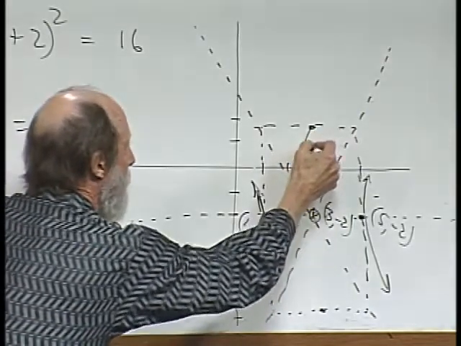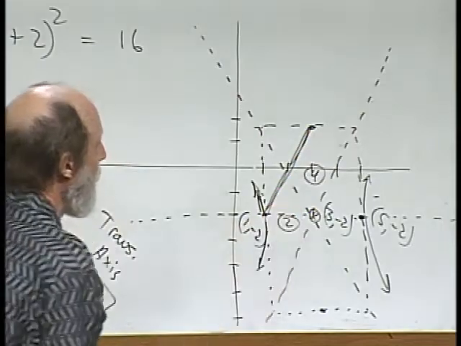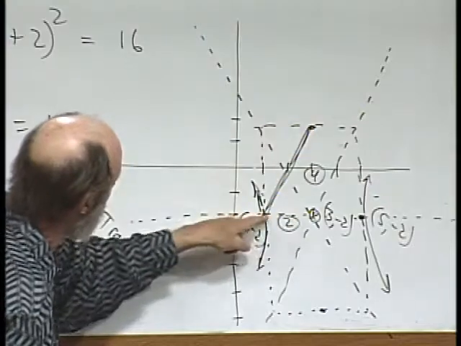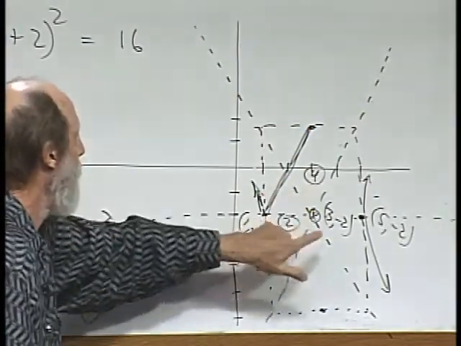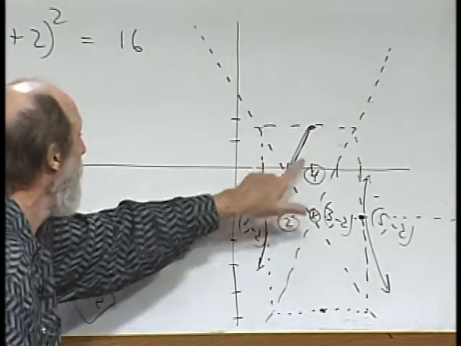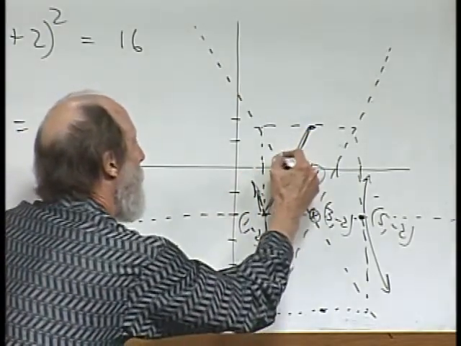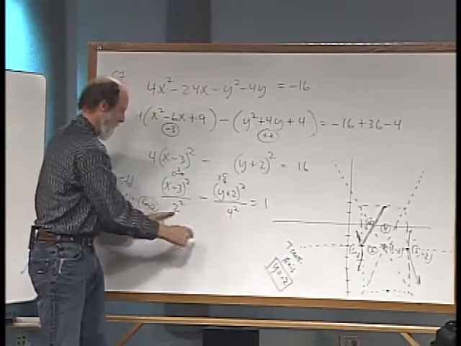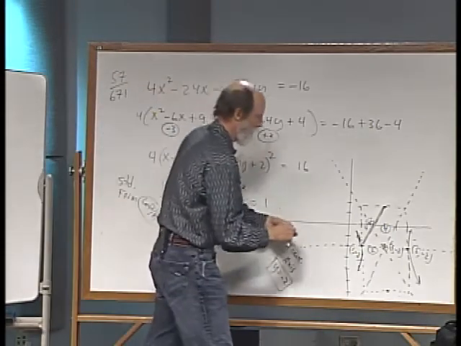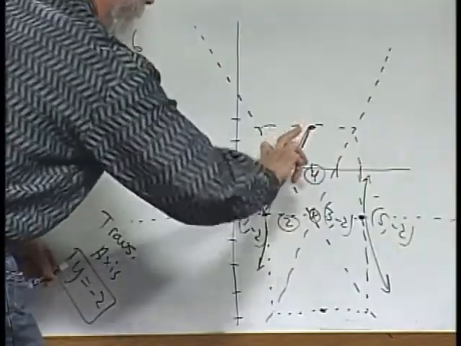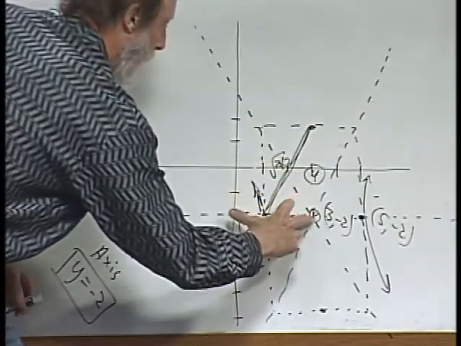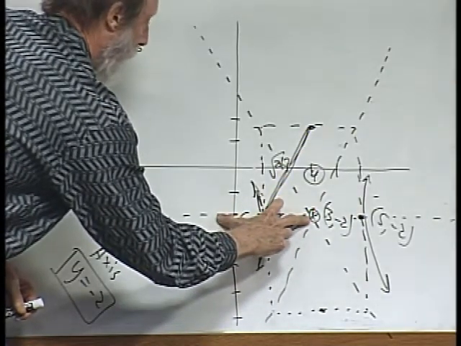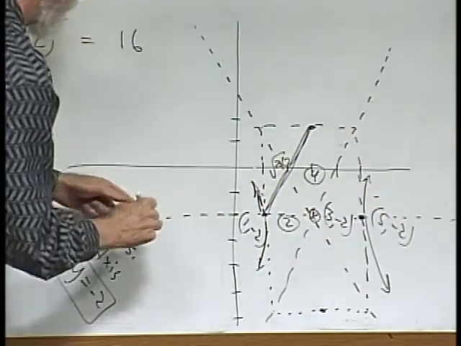Now, that diagonal right there happens to have a length given by the Pythagorean relationship. 2 squared plus 4 squared is 4 plus 16, which is 20. So that distance is the square root of 20. Square root of 20 is the distance that you're going to grab, and you lay it on the transverse axis from the center, in this case both to the left and to the right, and that's going to tell you where your focus is.